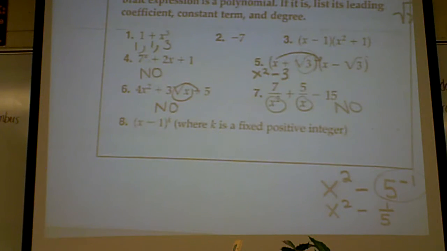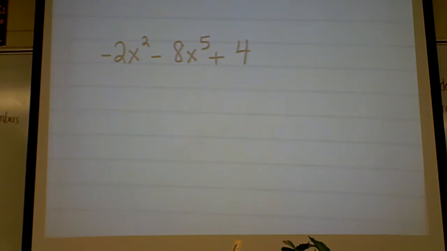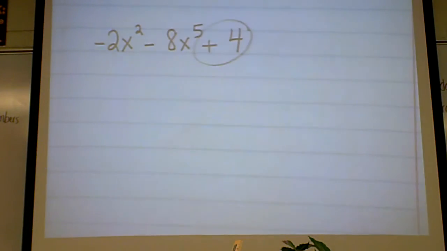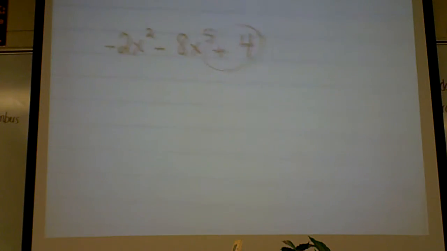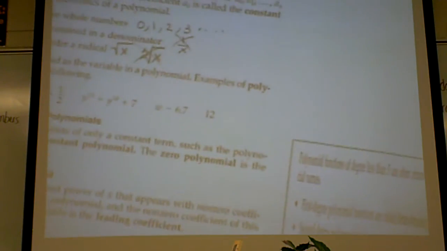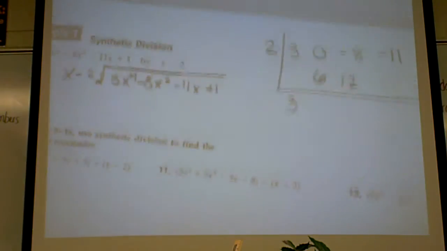I could give you this problem, you guys. I could say negative 2x squared minus 8x to the 5th plus 4. What is the degree of this problem? 5. What's the leading coefficient? Negative 8. It's not negative 2. Okay? Leading coefficient, a lot of people think what's in front. What's this 4 called? That's your constant. Okay, cool.